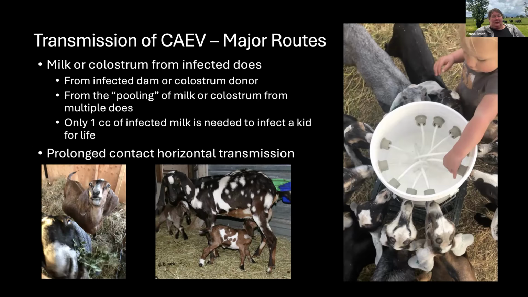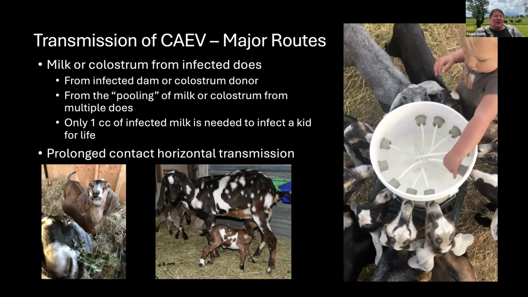Now, with meat goats, is it very likely that the kids that are nursing a positive dam are going to seroconvert and become infected? Yes, but most kids are only getting milk from one doe, so it's only that litter that's at risk versus every kid. You can have transmission from prolonged horizontal contact.